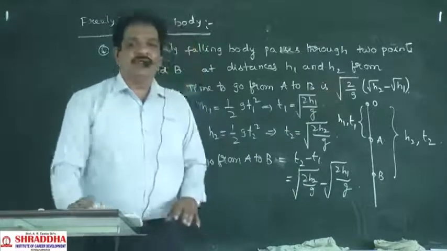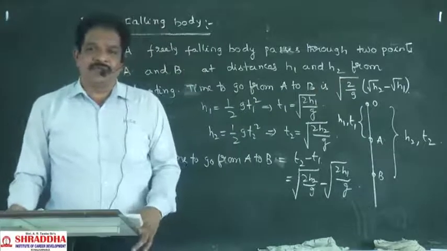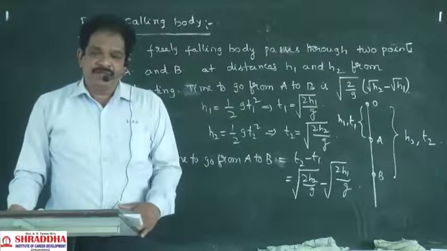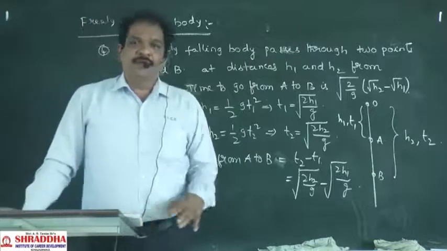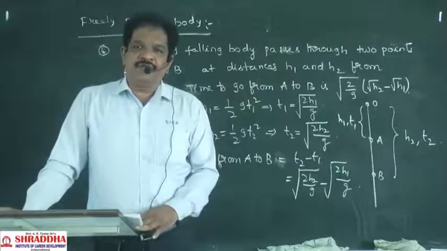Remaining, what will be there? Root h2 minus root h1 will be there. Is that clear, what I am saying? So in this way, problems will be there on the freely falling body.